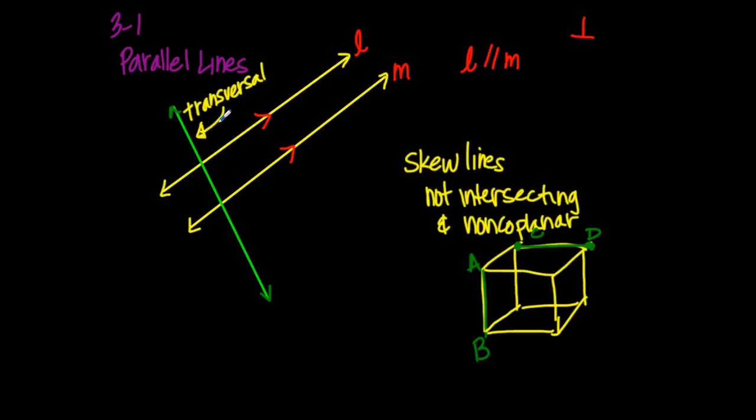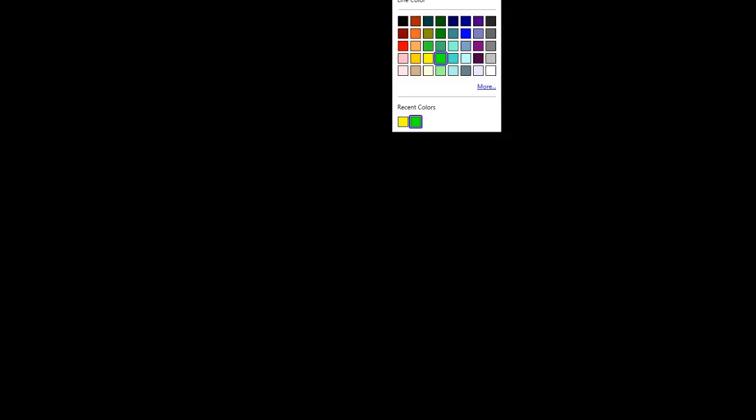A transversal is a line that intersects two or more coplanar lines. So the yellow lines are the coplanar lines. They're also parallel to each other. Then I have a transversal that intersects those. It's a transversal because it's intersecting two lines that lie in the same plane. All right, when that happens, we have four angles that form here and four angles that form here. Let me get to another screen and we'll talk about those real quick.